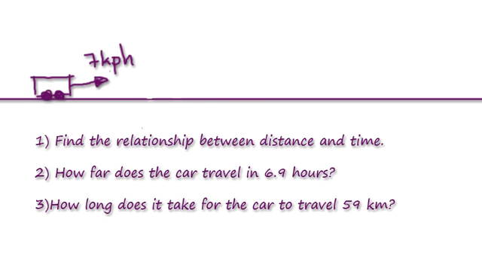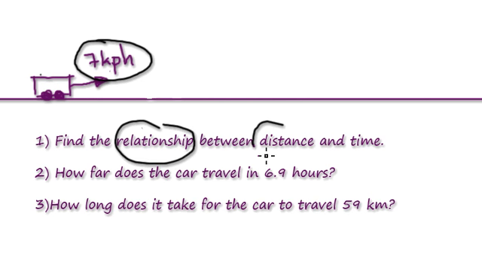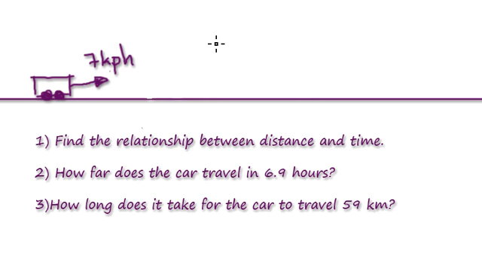So here's another example of direct proportionality. Let's say you're sitting in a car with your mum or your dad traveling at 7 kilometers per hour. Find the relationship between the distance traveled and time. So in this scenario, you can say that d, the distance traveled, is directly proportional to the time.